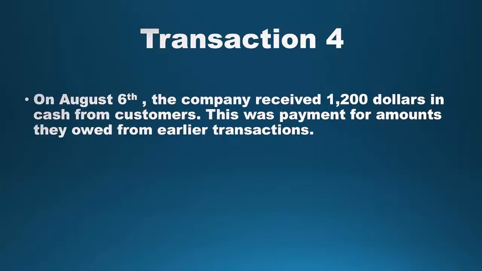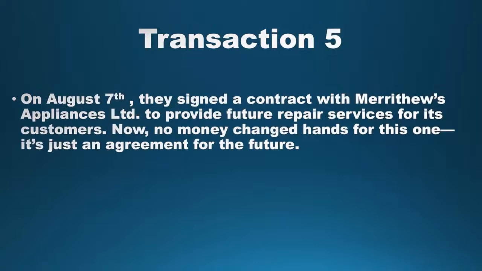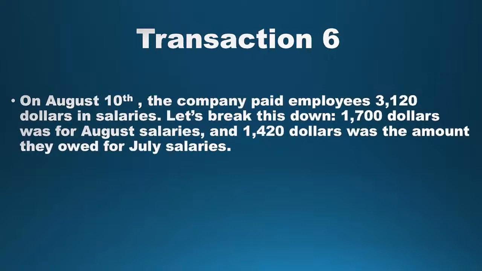4. On August 6th, the company received $1,200 in cash from customers. This was payment for amounts they owed from earlier transactions. 5. On August 7th, they signed a contract with Marathew's Appliances Ltd. to provide future repair services for its customers. Now, no money changed hands for this one. It's just an agreement for the future.